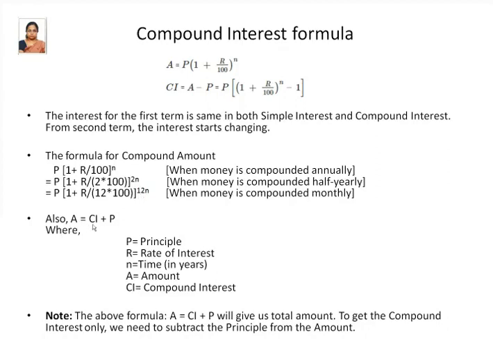So the amount is nothing but compound interest plus principal. You have the same thing, whatever you had earlier. A is amount, CI is compound interest. And when you want only the interest, you need to subtract principal from the amount. That is what is given here.